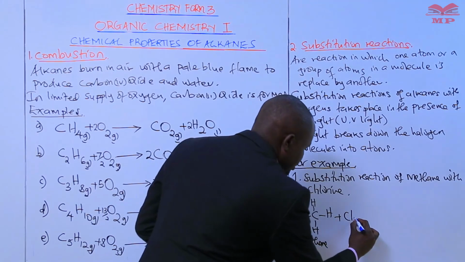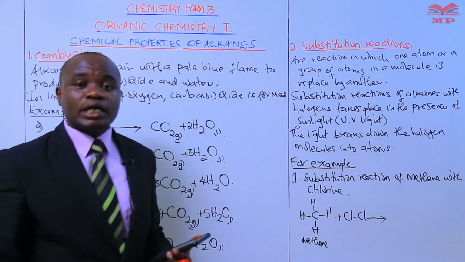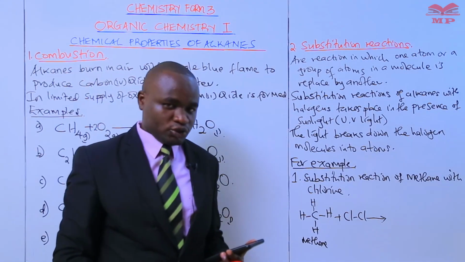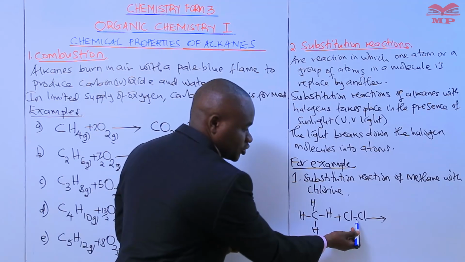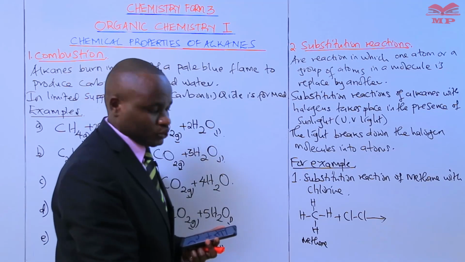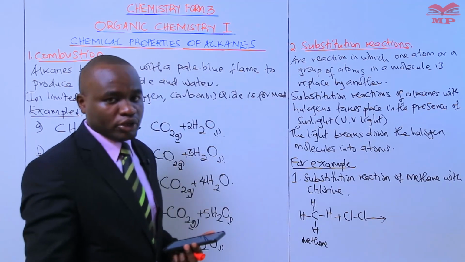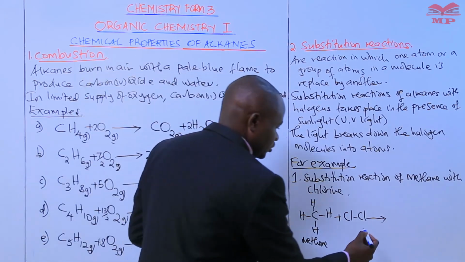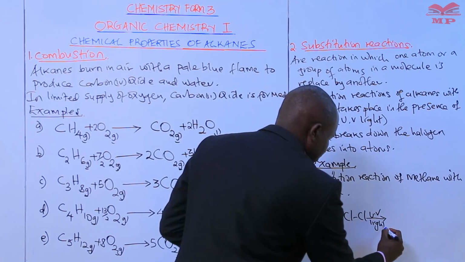Reacting with chlorine. Remember, chlorine gas is a molecule, and that molecule has 2 atoms. Those atoms are bonded by a covalent bond, as you can see here. So that is the illustration. We have 2. The 2 constitute a chlorine molecule. So this reaction occurs in the presence of UV light.